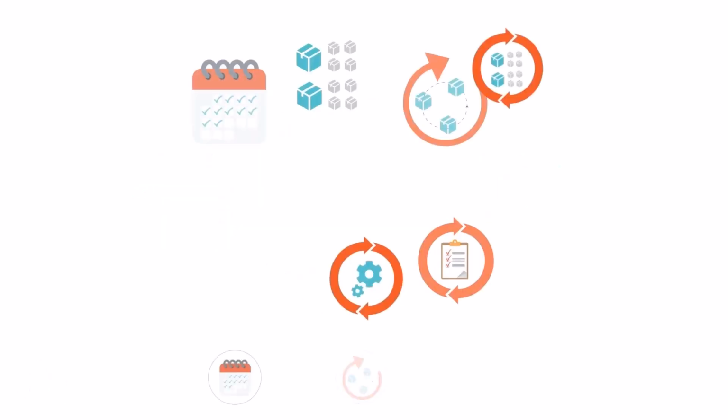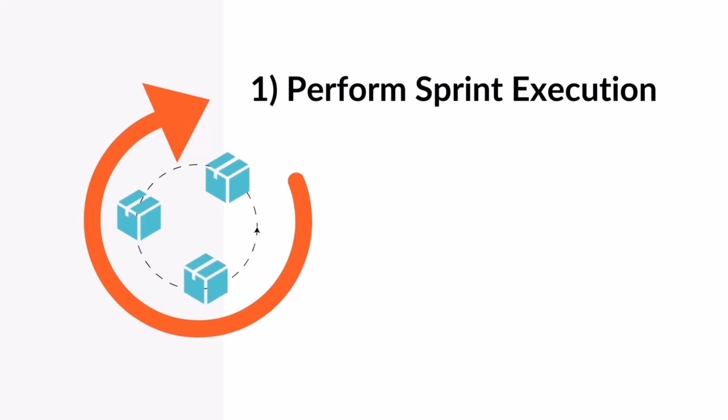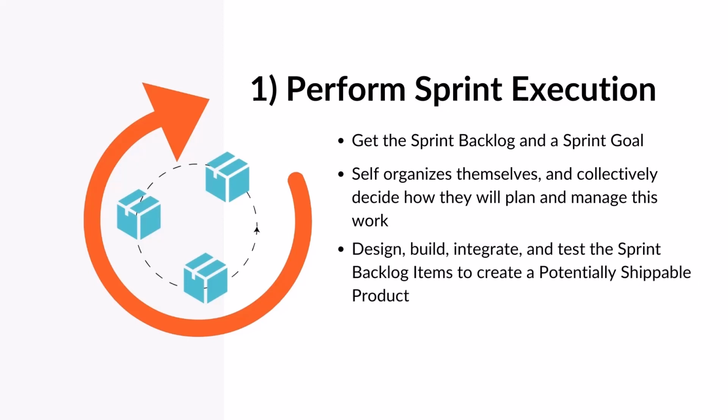The development team performs several key responsibilities during the sprint. Firstly, they perform sprint execution. This is what the development team would spend the majority of their time on. Once the sprint planning meeting finishes, the team gets a sprint backlog and a sprint goal that they need to work on. The development team self-organizes themselves and collectively decide how they will plan and manage this work. It includes designing, building, integrating and testing the sprint backlog items to create a potentially shippable product.